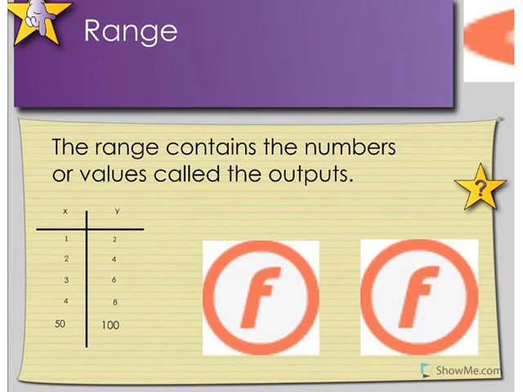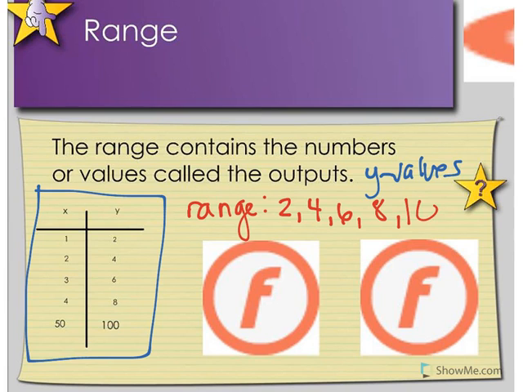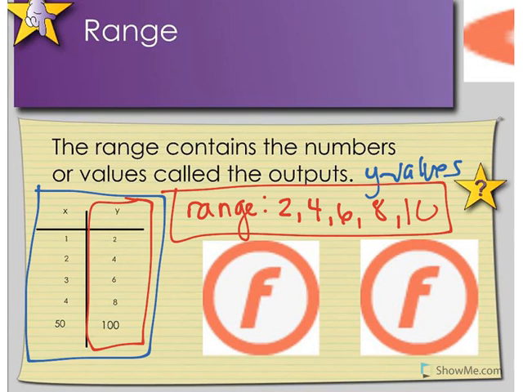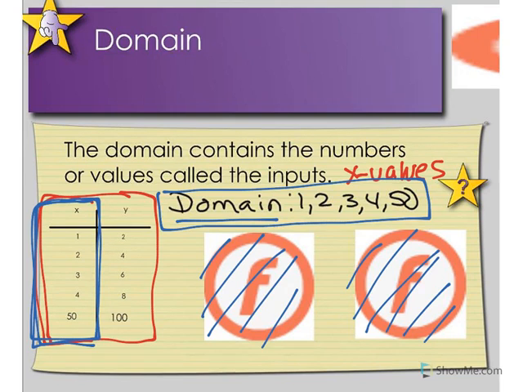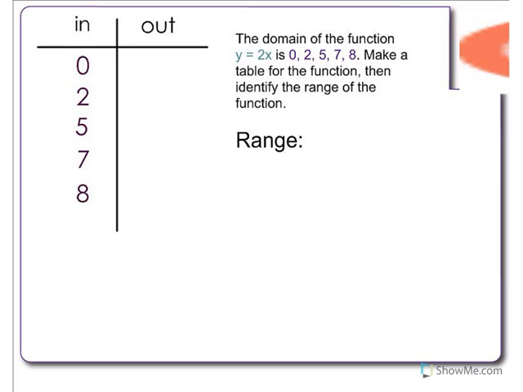You do the same thing for the range. The range contains all of the numbers or values called the outputs. So if this is my function, or the table that was given to me, remember range are called the outputs or the y values. So therefore, all I would have to write down is my range 2, 4, 6, 8, and 10. These are my values, or those are the numbers in the range. So that would be the answer. So again, domain are my x values, range are my y values. All I was doing was listing them, identifying.